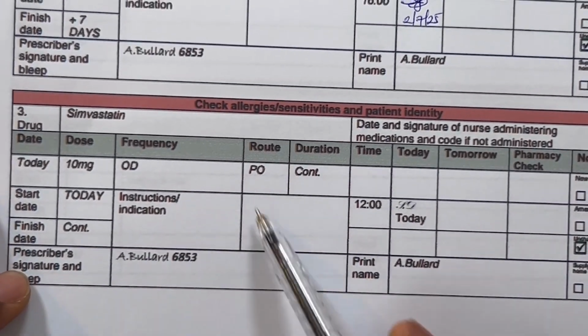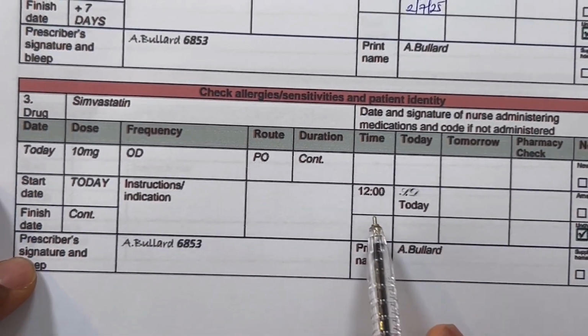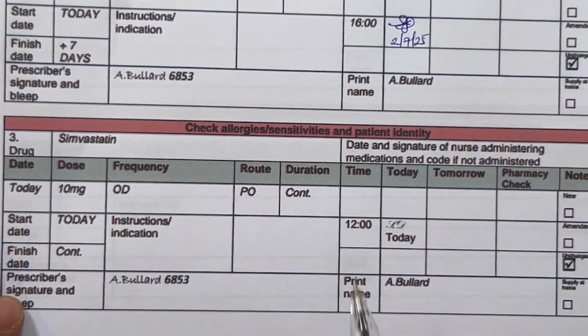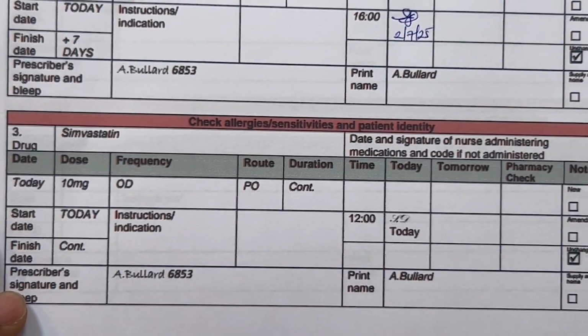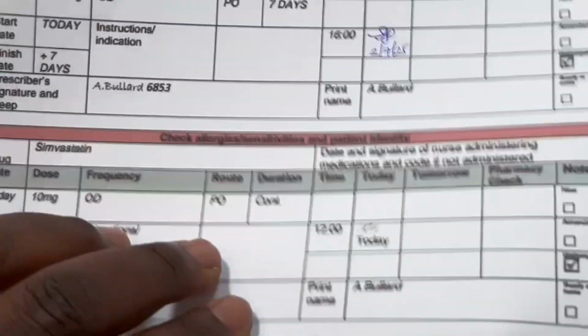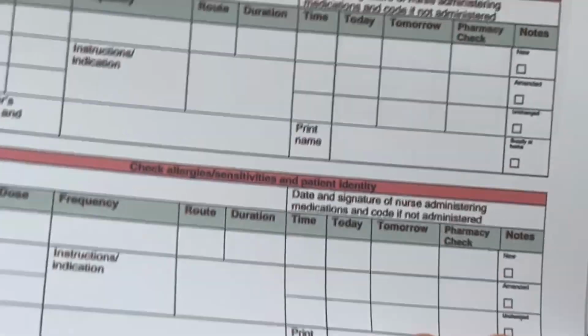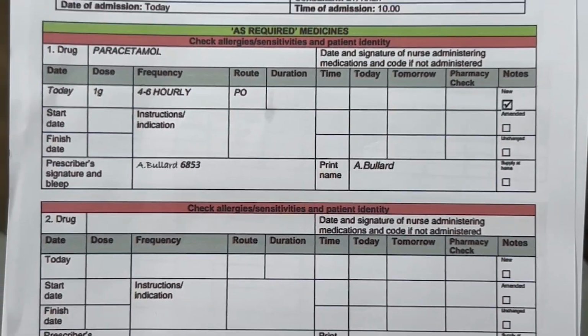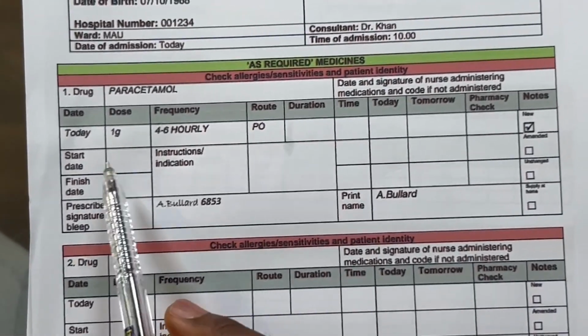Now, simvastatin, date is today, dose is 10 milligram, frequency is daily, route is per oral. So everything also looks perfect, but it is not my time. Remember, my time is 1600 hours. So this is not my time. I'm going to pass it. Now I'll go to the next page. The next page now is still regular medicine, and then I have paracetamol.